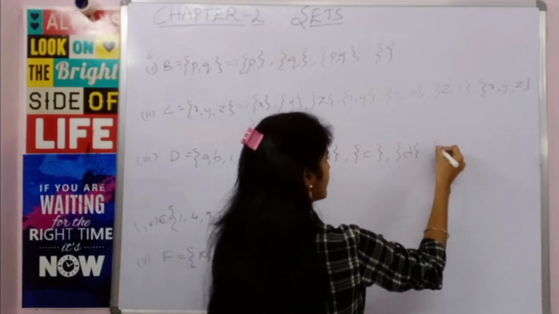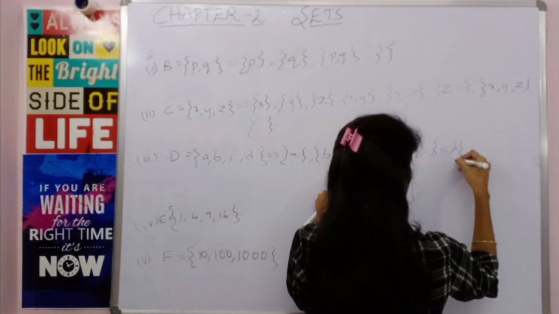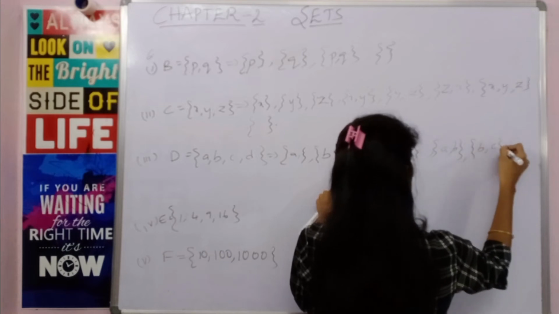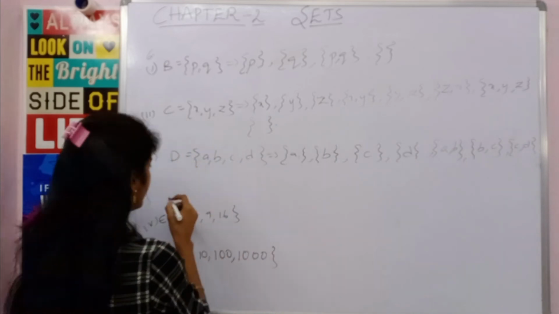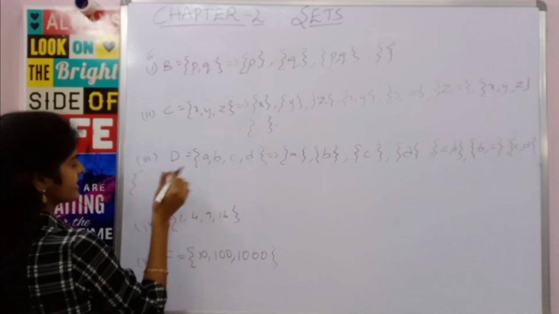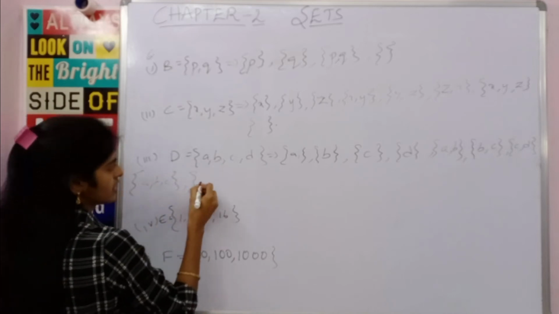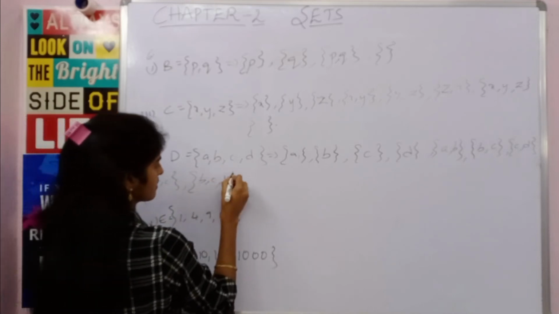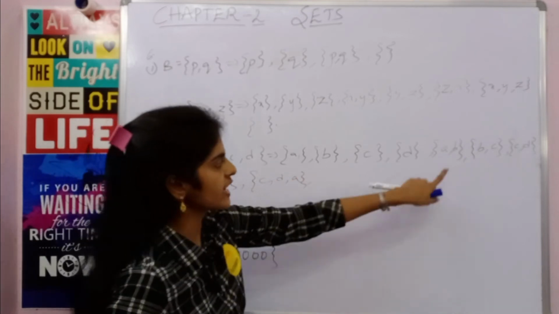Okay, and then let us take two letters at a time. So A, B, B, C, C, D. Okay, and then let us take three letters. A, B, C, B, C, D. Okay, then you'll have C, D, A also. Here also you can write the other combinations.